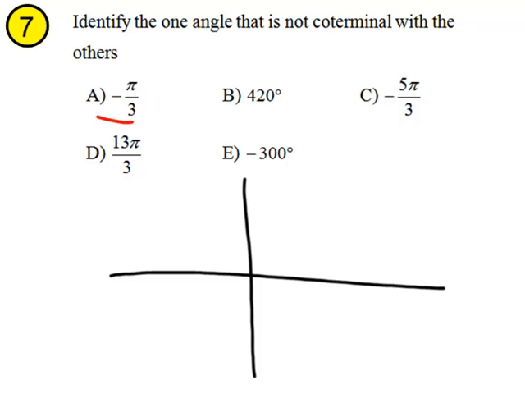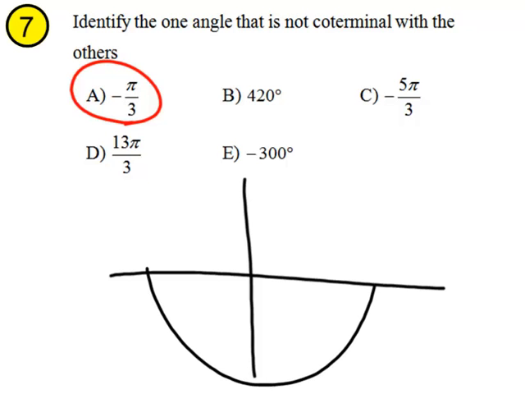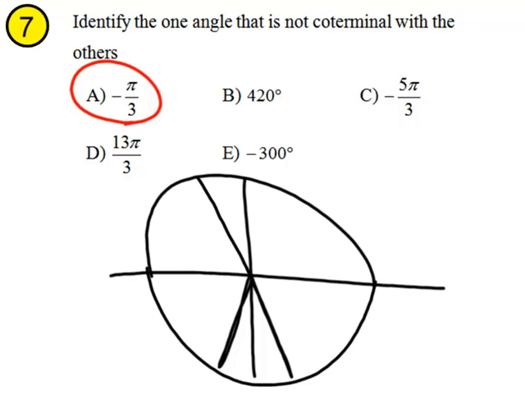Let's start with negative pi over 3. We'll divide our bottom half of the xy plane, our bottom pi, into 3 equal pieces with that slice and that slice. Let's go ahead and do the top half while we're at it. I'm going to just get rid of the y-axis. That's just sort of a distraction right now. And option A, negative pi over 3, lands right here. That's where answer choice A is.